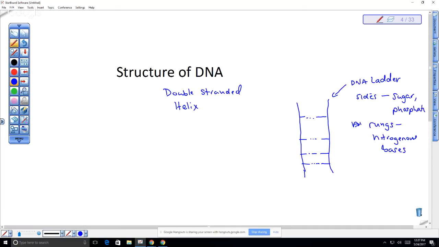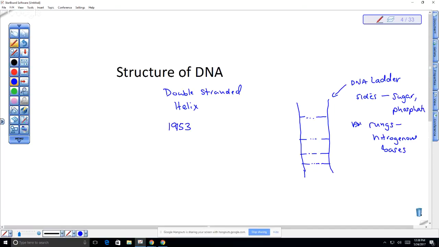Okay, so this was actually discovered, and I think it was published first in 1953, right? If you think about that, to me, that's not that long ago. 1953 was the first time we actually knew what the genetic material was and what it looked like. So all that work by Morgan and Gregor Mendel was before we even knew what the genetic material was.